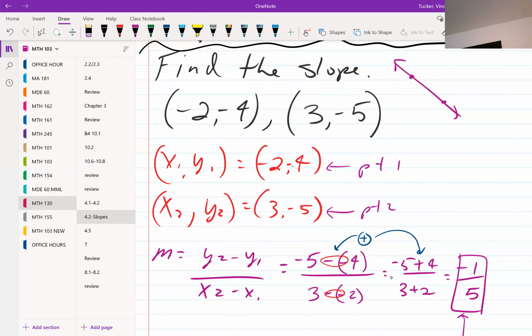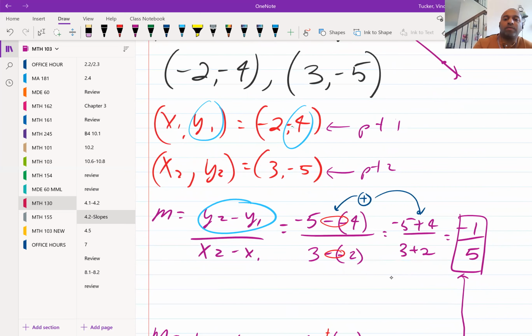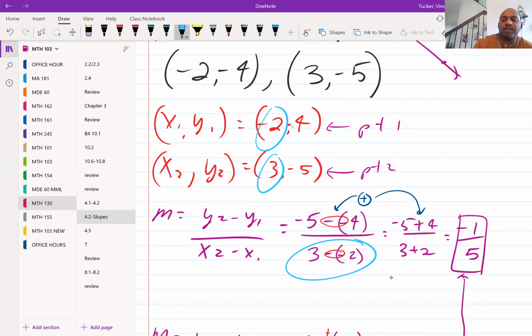Okay, can I ask you something? You said -5 is what now? Y2. And the -4 is y1. Okay. And so we plug them in right here, accordingly. Then we do the same thing for the bottom. This is x2 and this is x1. So that's why we have 3 minus -2.